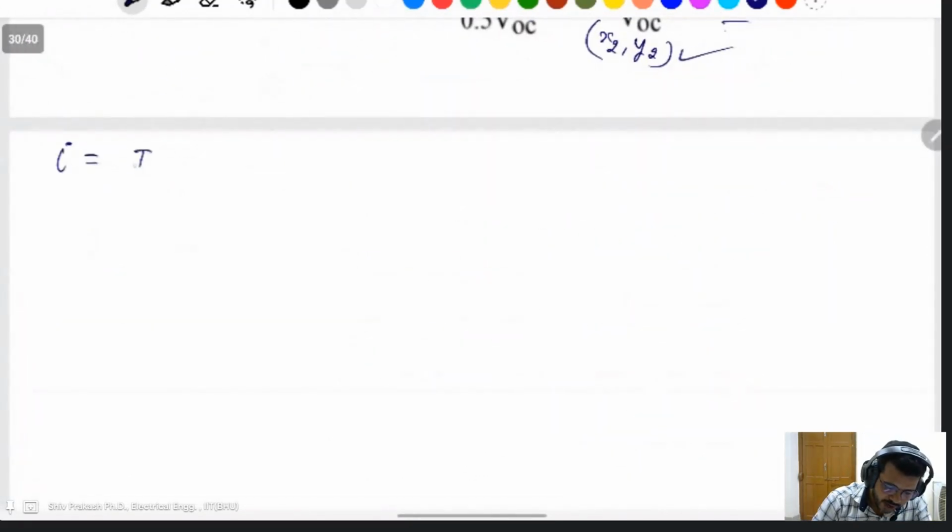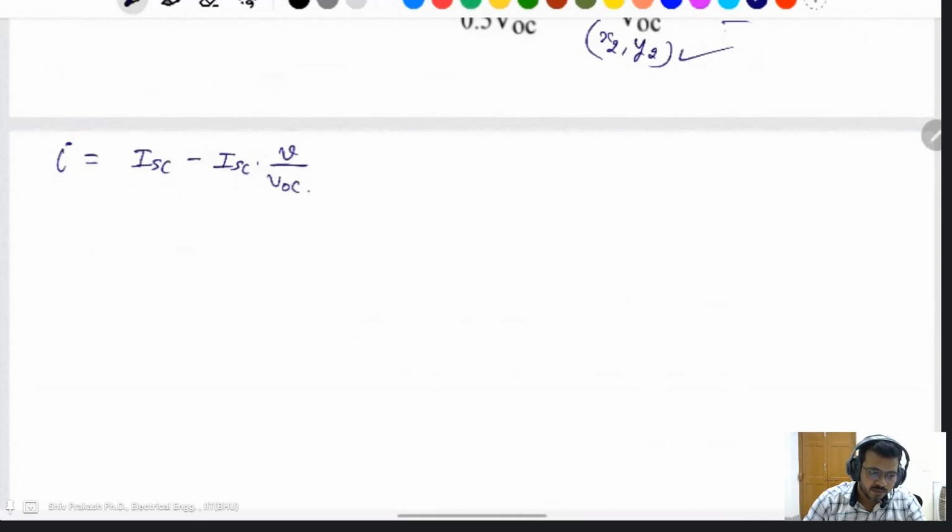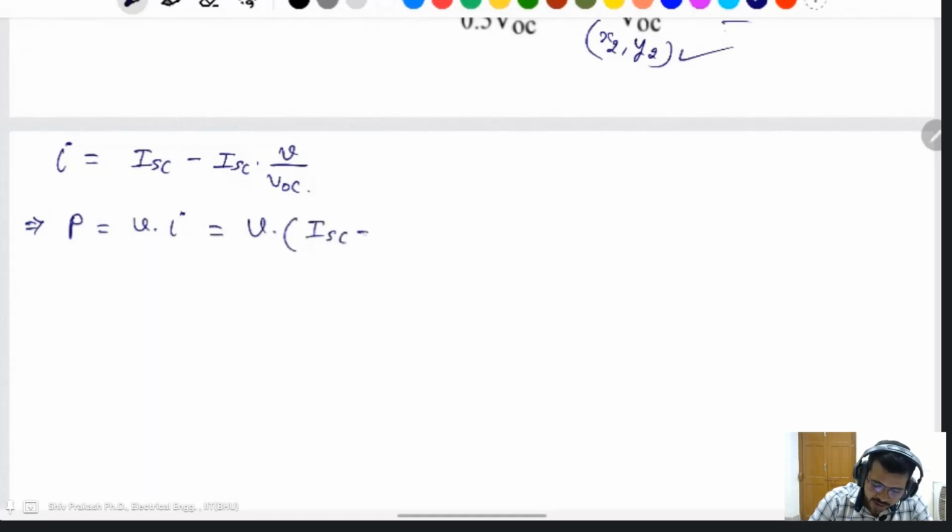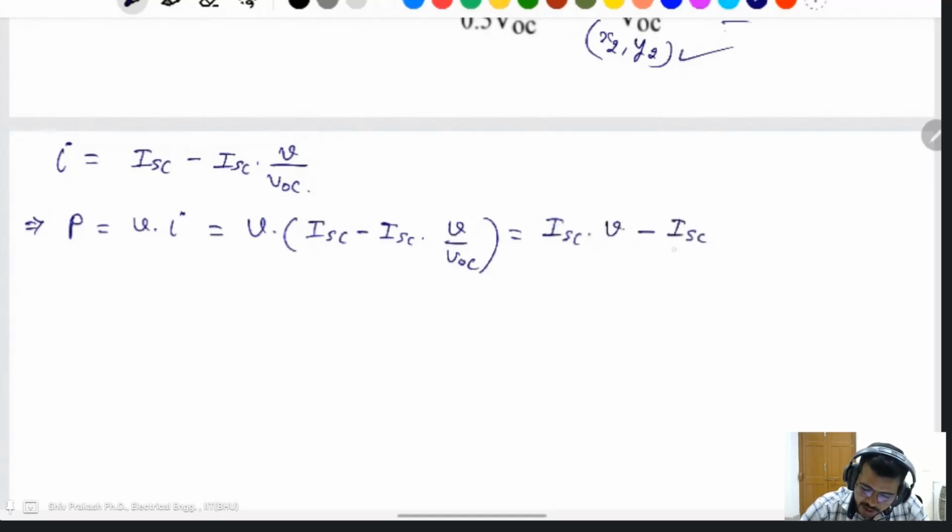I is equal to ISC minus ISC into V divided by VOC. In the power, P is V into I. V is V, I is ISC minus ISC into V divided by VOC. This is ISC into V minus ISC divided by VOC into V square.